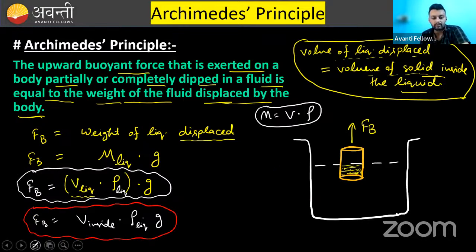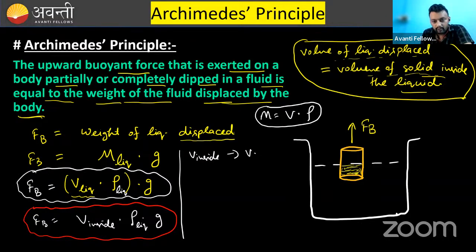Now every term should be understood. What does the volume inside mean? Volume of solid inside the liquid. The rest of the things are mentioned clearly: rho liquid into G. So both of these relations should be remembered by you.